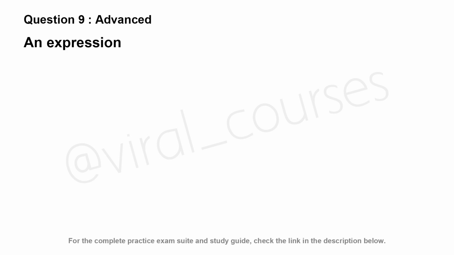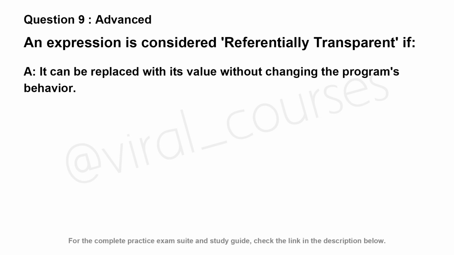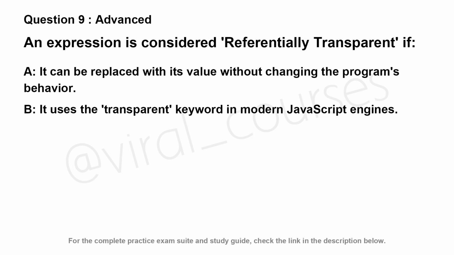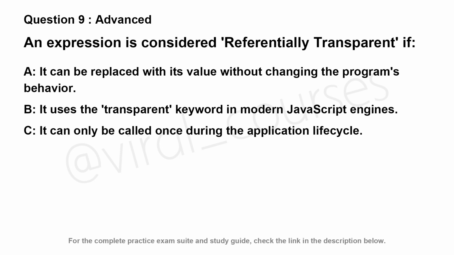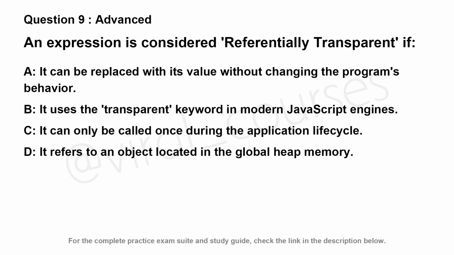An expression is considered referentially transparent if Option A. It can be replaced with its value without changing the program's behavior. Option B. It uses the transparent keyword in modern JavaScript engines. Option C. It can only be called once during the application lifecycle. Option D. It refers to an object located in the global heap memory.